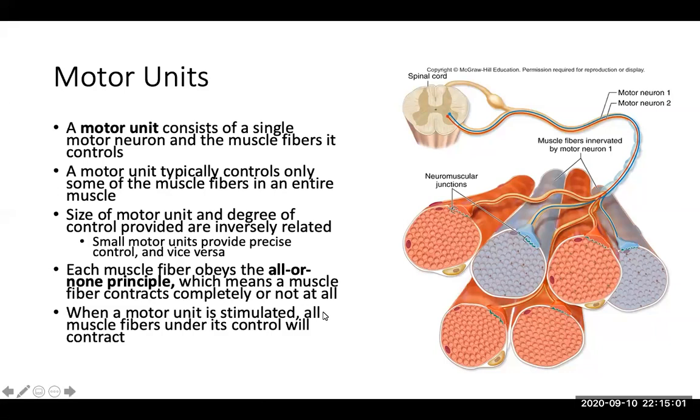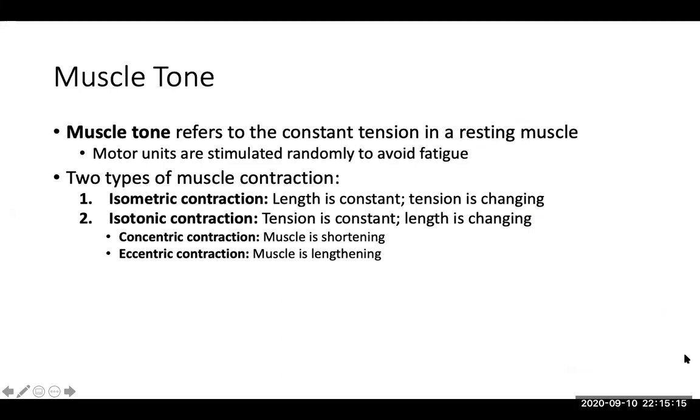Each muscle fiber obeys what we call the all or none principle, which means a muscle fiber will contract completely or not at all. And when a motor unit is stimulated, all muscle fibers under its control will contract. Muscle tone refers to the constant tension in a resting muscle, where motor units will be stimulated randomly to avoid fatigue. There are two types of muscle contraction, isometric or isotonic. Isometric is where the length of the muscle is constant, but the tension on the muscle is changing. And an isotonic contraction is where the tension is constant, but the length is changing.